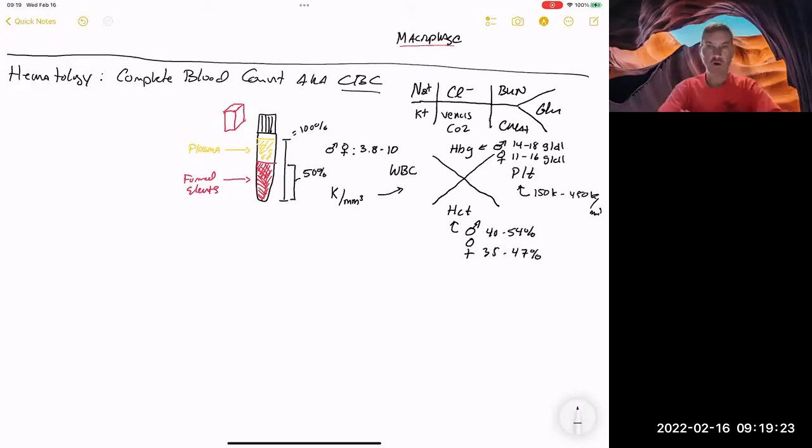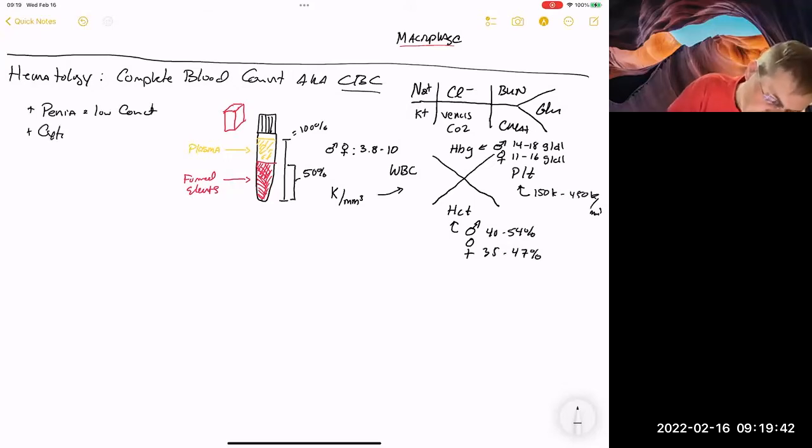So when we look at these values, now that we kind of know what they are, there is some terminology, right? And the terminology is as follows. If you see the term anemia, that equals a low count. If you see the term cytosis, that equals a high count.